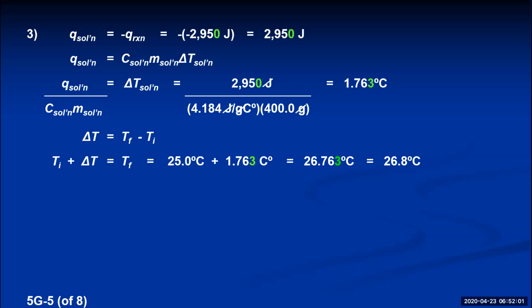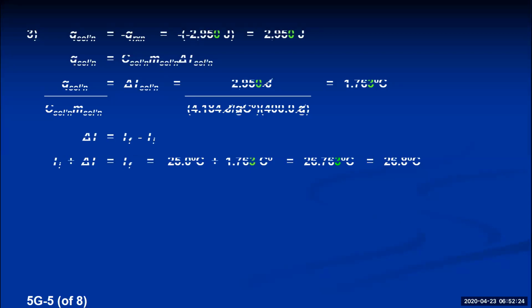Problem number 4. A 0.1964 gram sample of quinone is burned in a bomb calorimeter that has a heat capacity of 1.56 kilojoules per Celsius degree, and the temperature of the calorimeter rises from 21.0 degrees Celsius to 24.2 degrees Celsius. Calculate the heat of combustion of quinone in kilojoules per gram of quinone.